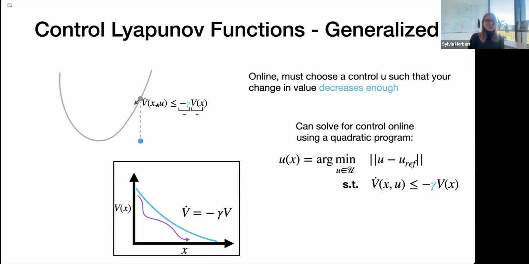So when you're here, gamma is a positive number, so minus gamma is negative, and V is positive. Therefore, V dot must be less than or equal to some negative number. So you must decrease here. If you're at the origin, then V at this origin is 0. So V dot is less than or equal to 0. So this is simply including that you must not increase your value at this point. Therefore, you have stabilized to this equilibrium point and you will not leave it.